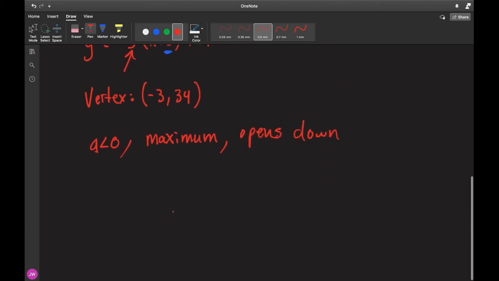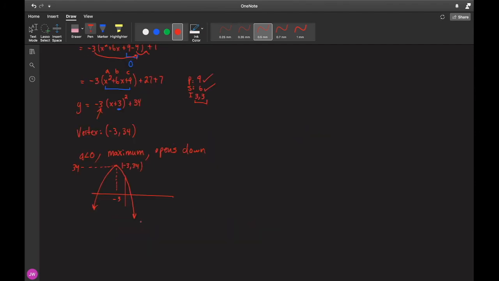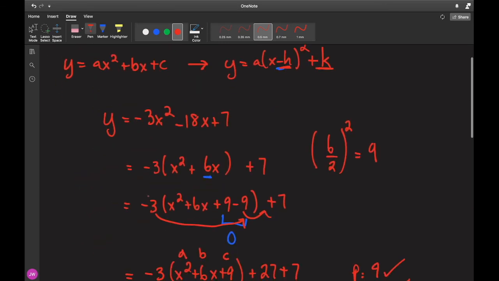So for example, if I were to draw this, just a general rough drawing, the vertex is at negative 3 and 34, so somewhere way up here. It may or may not look like this, but this is negative 3 and 34. And it's obviously at a maximum point here, opens down because of the a value. This is the vertex. That would be negative 3. This would be 34. So this is the process of completing the square, which is turning the standard form into vertex form.